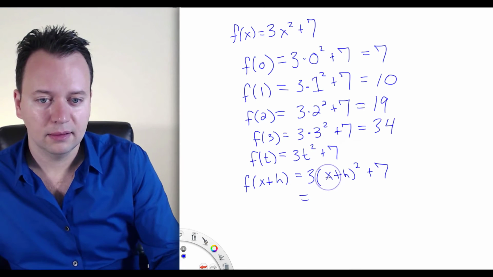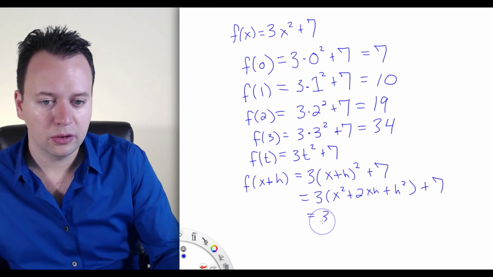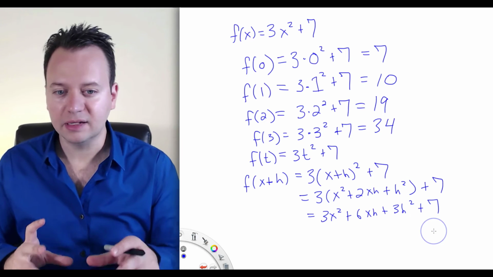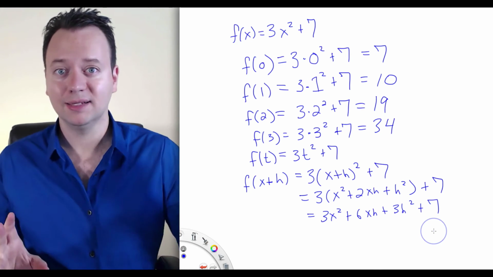Now I can expand this and I would get 3 times x squared plus 2xh plus h squared, and then plus 7, or 3x squared plus 6xh plus 3h squared plus 7. Now I expanded that for a reason. I want to show you how it's different from 3x plus h.